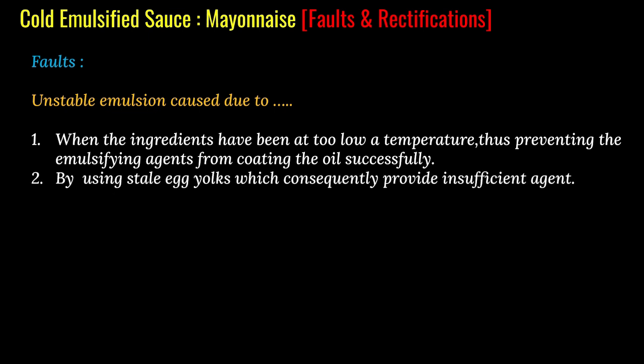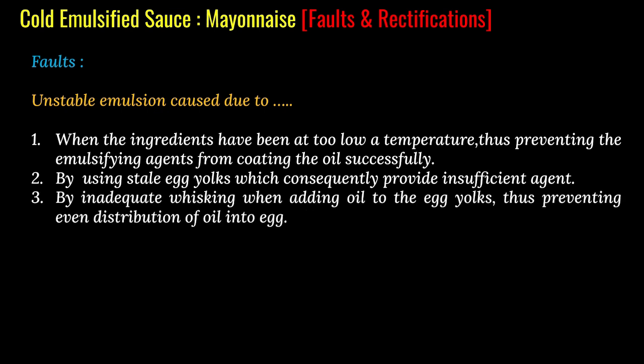Another fault is using stale egg yolk. We have mentioned that if it is a stale egg yolk, the lecithin, the emulsifying agent, will be very weak. So naturally emulsification will not happen. That can be a fault. Inadequate whisking when adding oil, same thing. Like the hollandaise sauce we have discussed, whenever you are adding oil, if you are not beating it properly, insufficient beating will definitely lead to a curdled sauce.